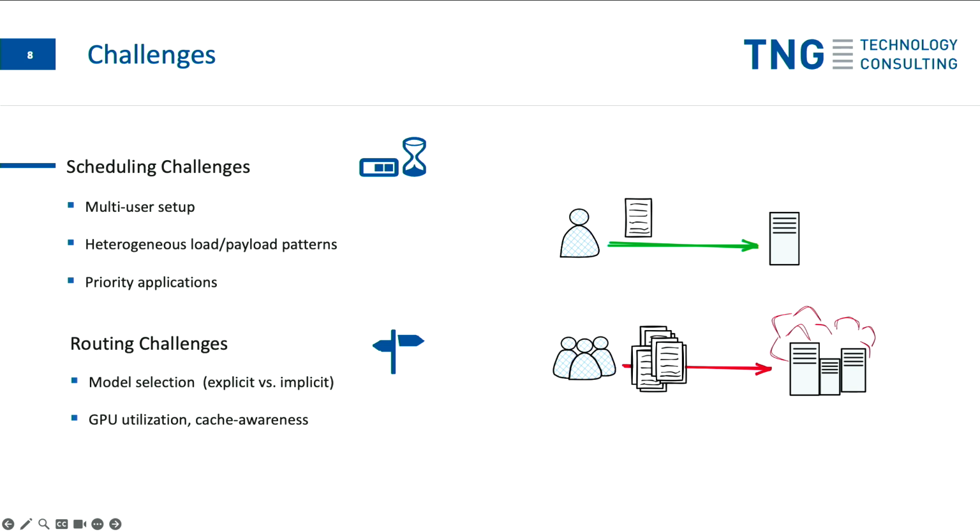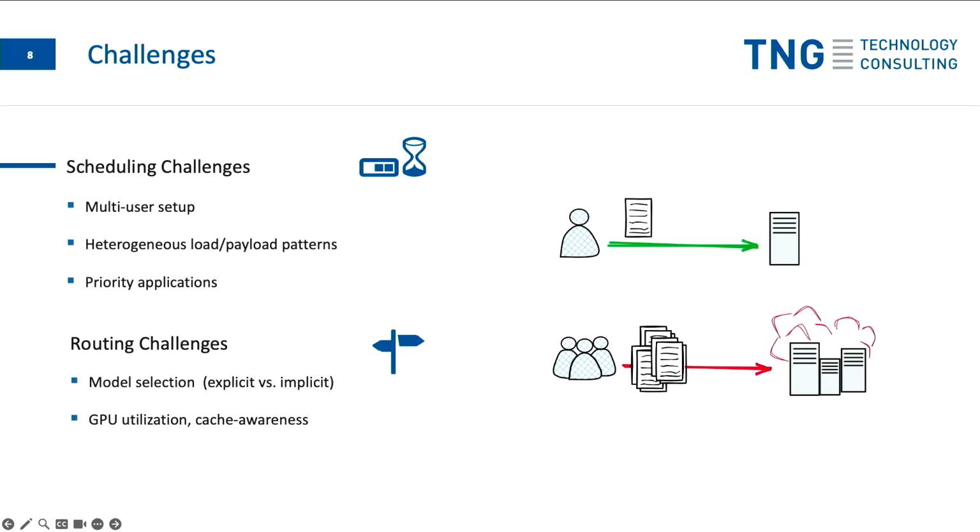Connected to that is the cache awareness. Calculations are expensive, and if it's possible, then we want to reuse the results from previous calculations for future requests. And this is, again, simple when you work at home on your own laptop, because then you are the only user, you have only one type of hardware. But when you have different hardware and you have to think about multi-node deployments, then also this caching is difficult.